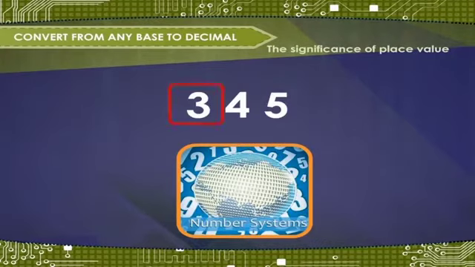The first digit of this number is 3, but because this digit is located in the hundreds column, you know it really represents the value 3 × 10^2, or 300. It is the most significant digit as it carries the most weight.